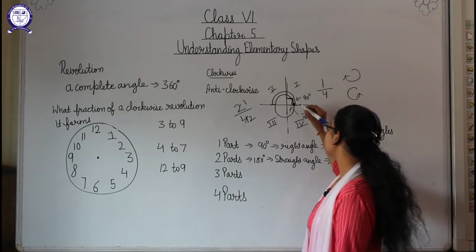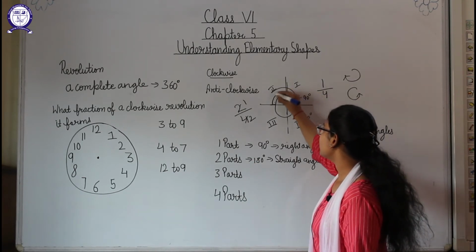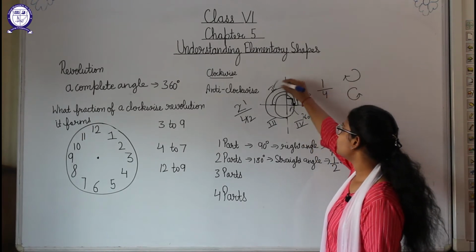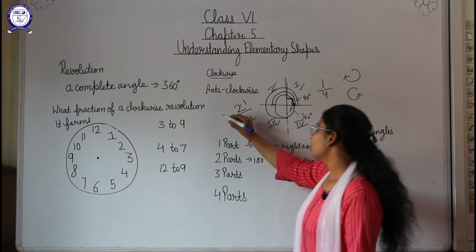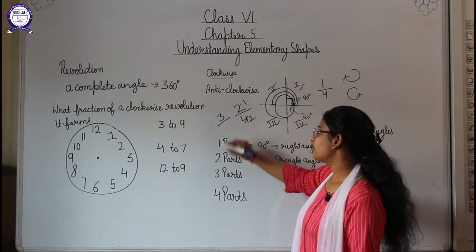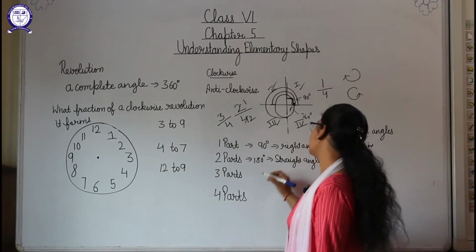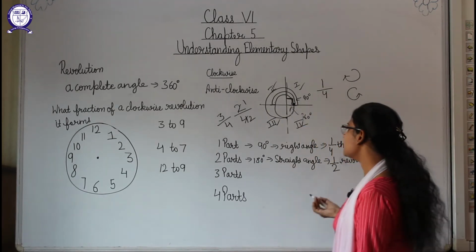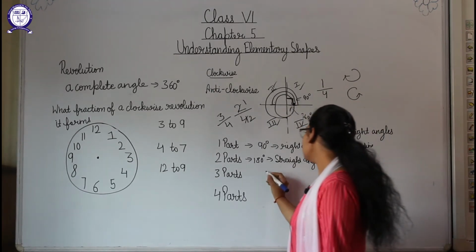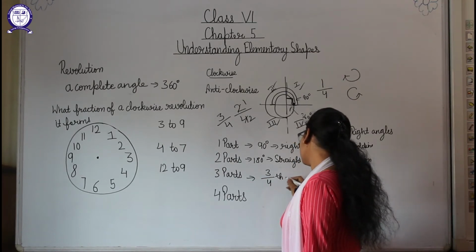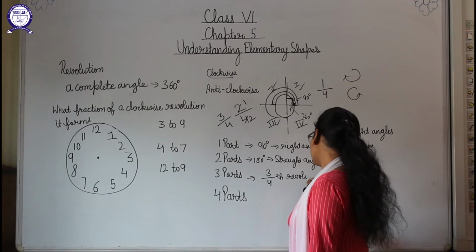And what about 3 parts? If we are covering 3 parts, it means we are starting from here and coming up to here. So how many parts is it covering? 1, 2 and 3 parts. So we are covering 3 parts and total are 4 parts here. So we can say that it is forming a reflex angle. Okay, and it is covering 3/4 of the revolution.